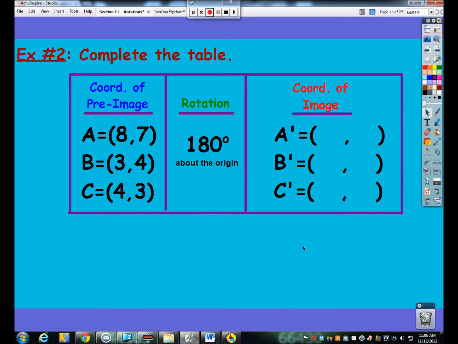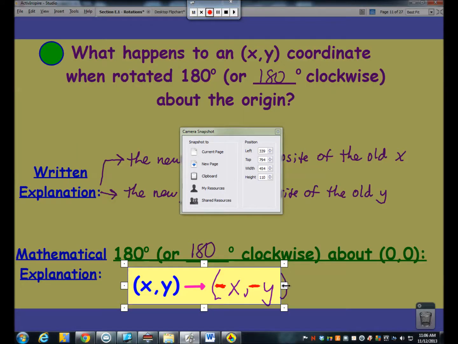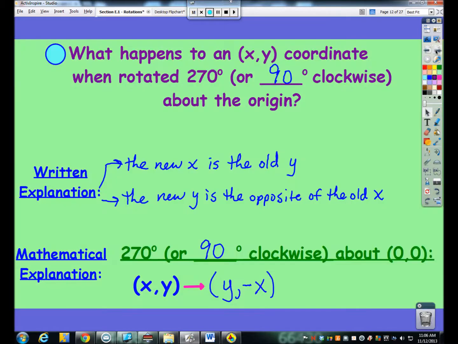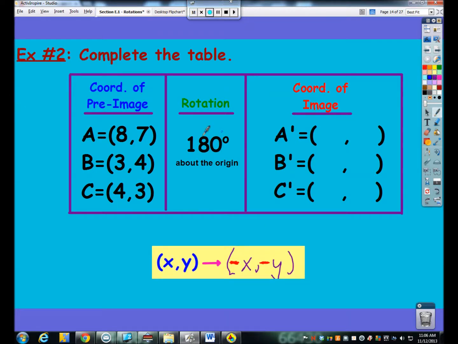All right, example 2, we're going to do 180. So I'm going to go back. Here's 180. And here's the rule. All we did for 180 rotations was the x and y stayed the same. They stayed in the same spot, except they switched signs with each other. Okay? So 8, 7 is still going to be 8, 7, except it's going to be negative 8, negative 7. 3, 4 now becomes negative 3, negative 4. And 4, 3 now becomes negative 4, negative 3. Easy enough. Once you use the right rule, then just applying the rule to get the image coordinates hopefully won't be that bad.